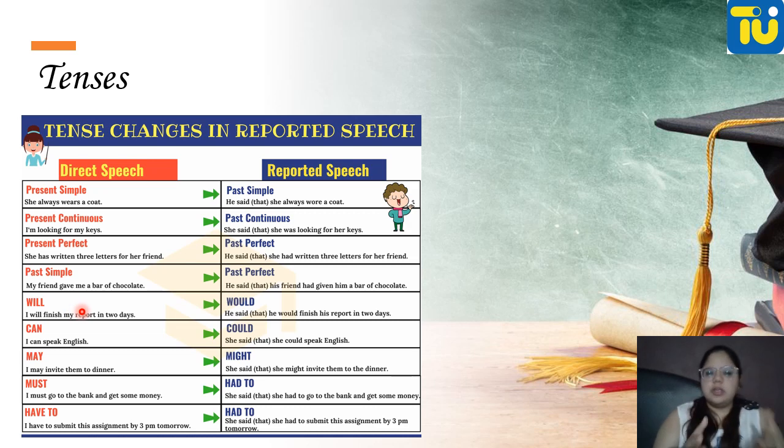Now in future tense we change will to would. I will finish my report in 2 days. He said that he would finish his report in 2 days. Can to could. I can speak English. She said that she could speak English.